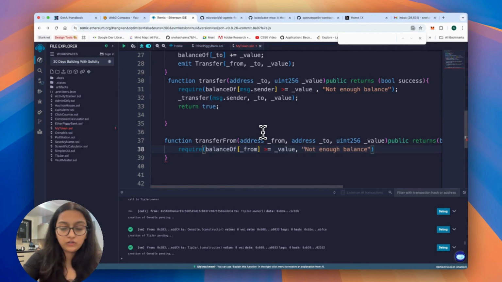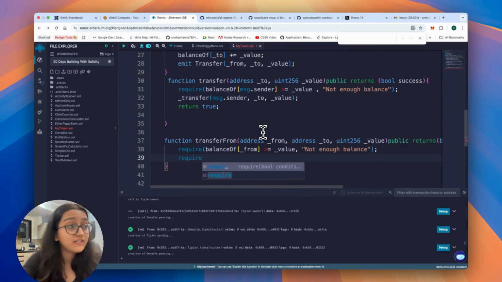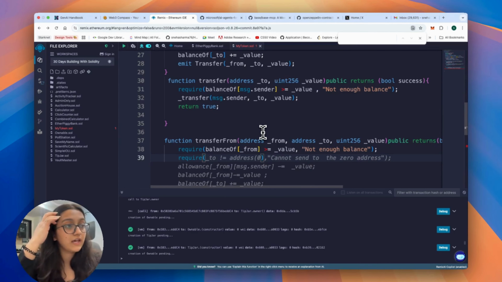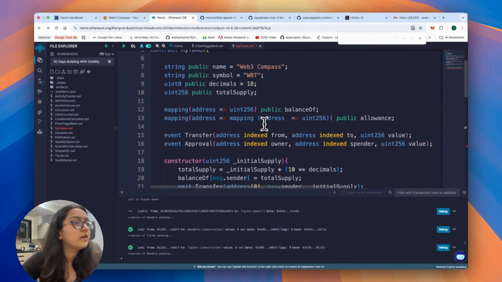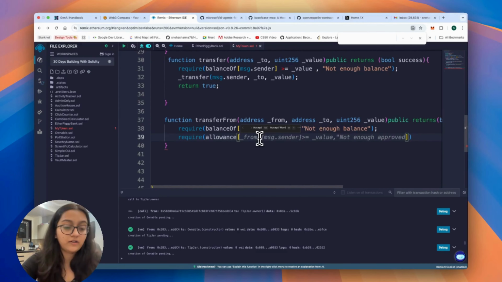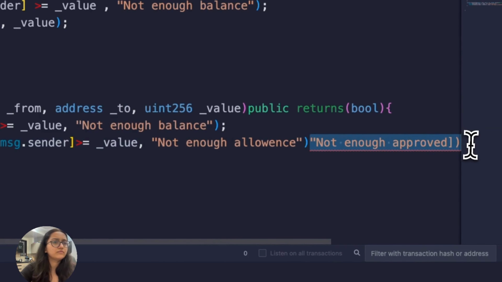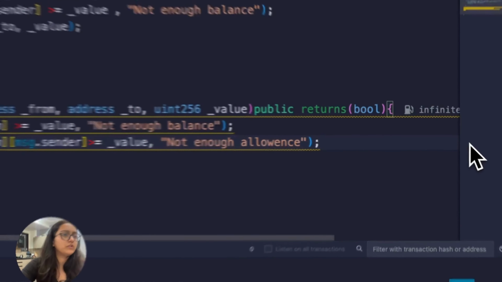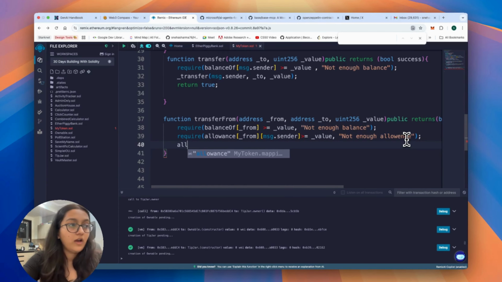Okay. And then because we're talking about allowance here, we really need to check another condition which says, hey, can we check for an allowance? Yeah, we have done the mapping here, right? So we say _from and then message.sender greater than or equal to value, not enough allowance is fine. Okay, let's just chuck this and just put a semicolon.